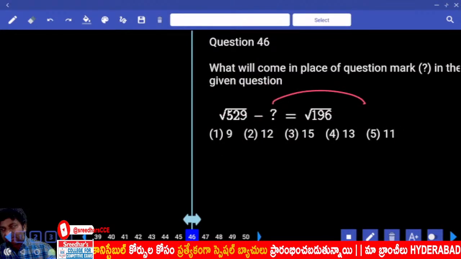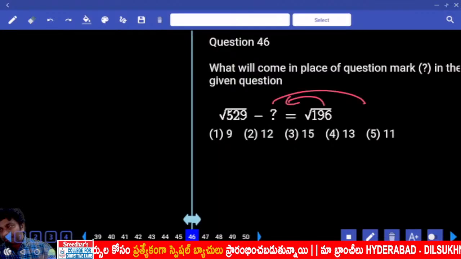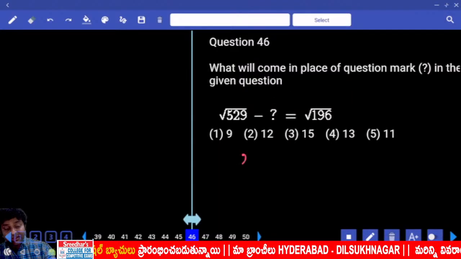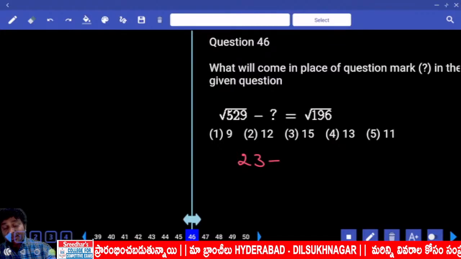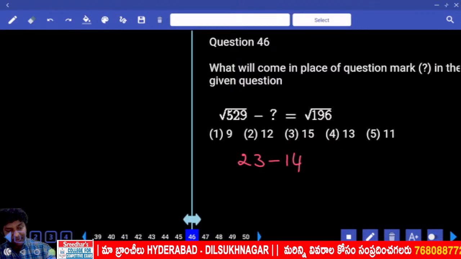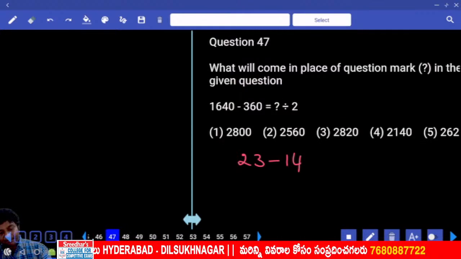Minus x goes to the other side. Right hand side number comes to left hand side. Becomes minus. Under root 529, 23. Minus 196 under root 14. How much is this value? 9. First option.